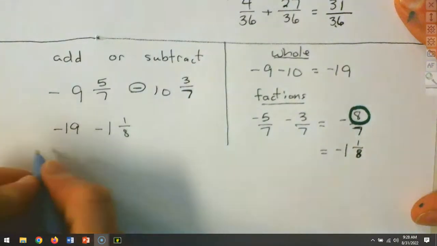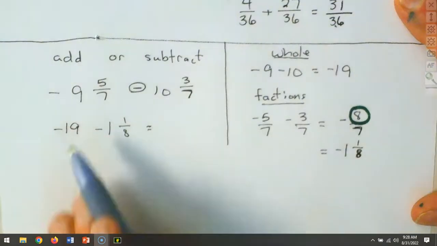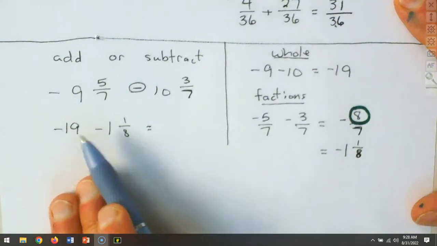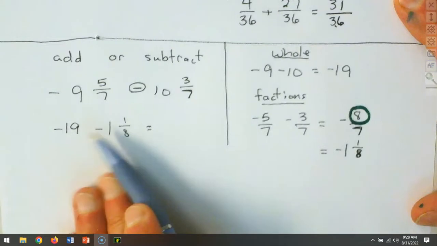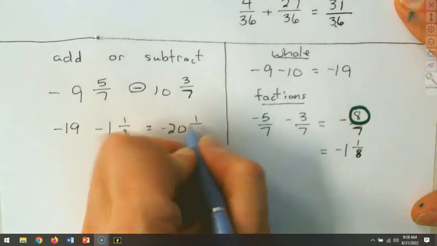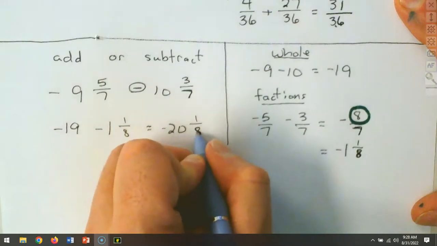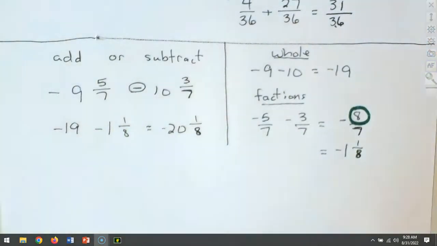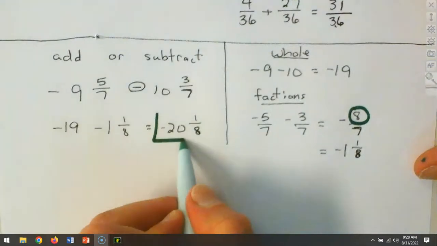Now we can put these together. We have a minus 19 and a minus 1. Whole parts go together. That makes it a minus 20 and 1/8. So your final answer would be minus 20 and 1/8.